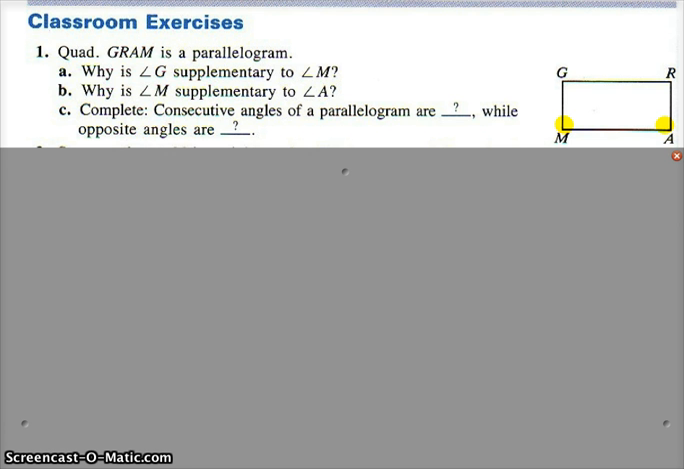supplementary as well. Part C, consecutive angles of a parallelogram are, and we just went through that they're going to be supplementary, while opposite angles are. And if you look at opposite angles, they're not supplementary, but they happen to be congruent to one another.